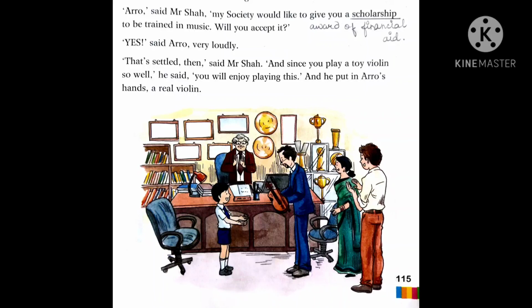So Arrow got all that he wanted, a real violin as well as a scholarship. So students, here ends our chapter, and it's a beautiful story of a talented boy who became famous with his talent of music.